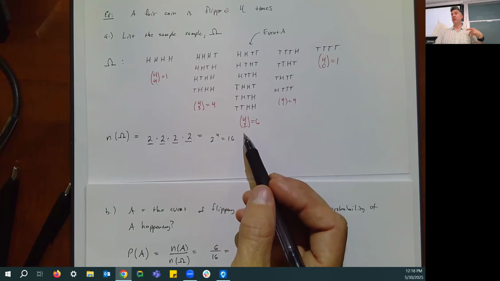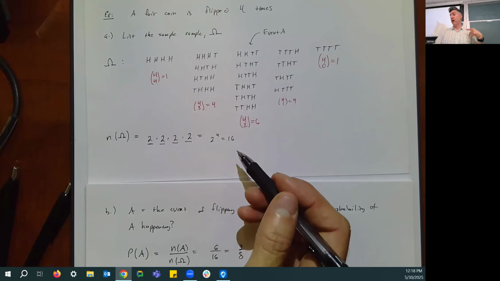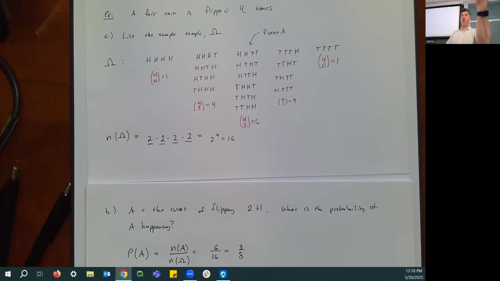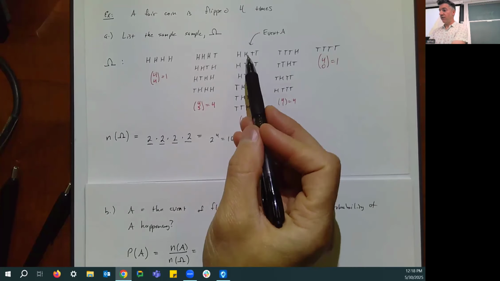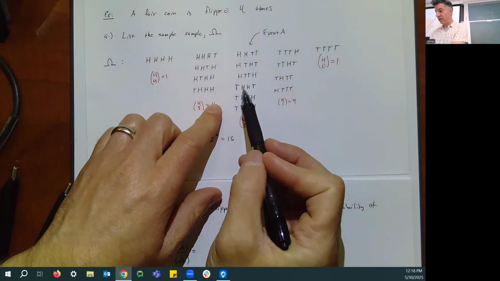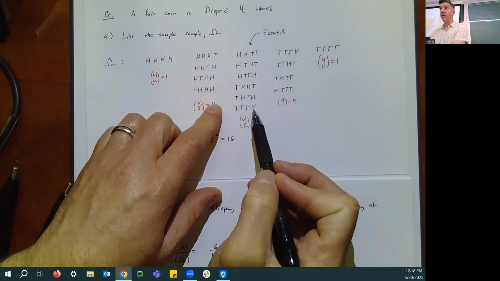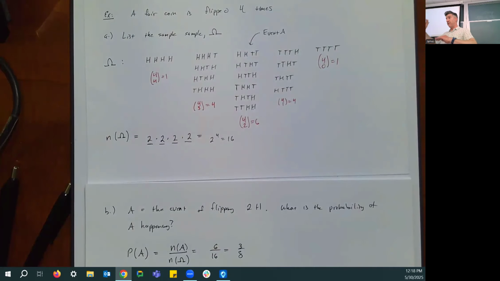So if you didn't want to list out the 6 ways of flipping 2 heads, you could have said, oh, I know if there's 4 coins I'm flipping and I want 2 of them to be heads, there's 4 choose 2 ways of making that happen. Either, I'm going to say them all, the first 2, the first and the third, the first and the fourth, the second and the third, the second and the fourth, or the third and the fourth. Those are the 6 different ways, the 4 choose 2 ways of picking 2 of those 4 coins to be heads.